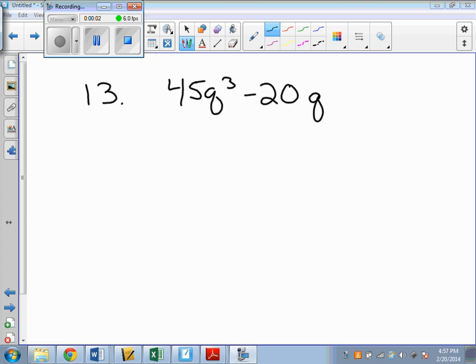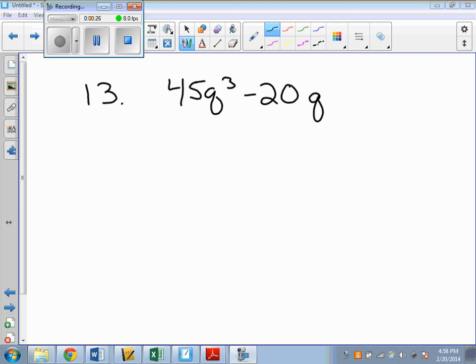Hi everybody. I wanted to make a video on how to factor using the difference of squares. So I picked two questions from your homework paper. One is question 13, and I have it here. It's 45q cubed minus 20q. It's kind of a mouthful. And we need to see if we can factor this using the difference of squares.